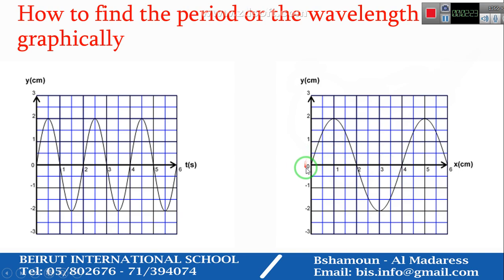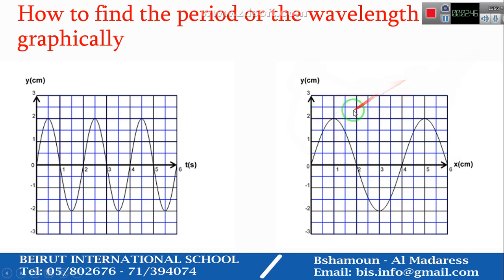If we start from the point 0, the wave will end up, in one complete oscillation, at the point 4. So the wavelength will be 4 minus 0, which is equal to 4 centimeters. Or if we start at the point 2, the wave will end up at the point 6, which means that the wavelength will be 6 minus 2, which is also equal to 4 centimeters.